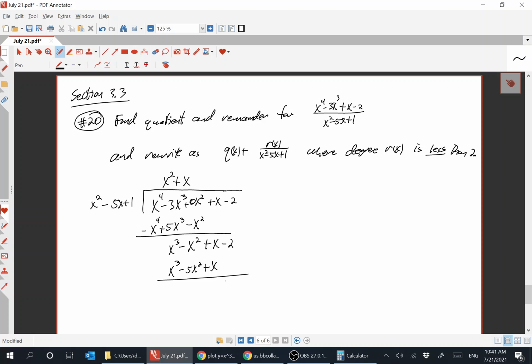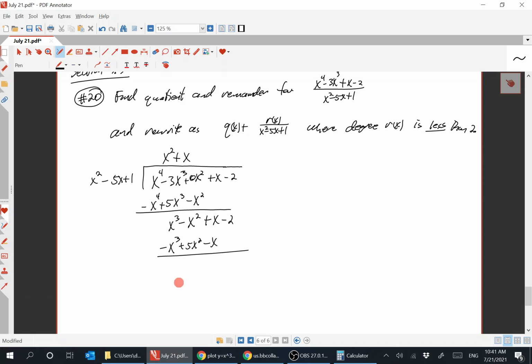Right, and now I need to subtract. So plus minus plus becomes minus, plus minus. And then I add. So this one is 0, and then minus x squared plus 5x squared is 4x squared, plus 0 minus 2. And again, you can put in that missing term with a 0 coefficient.